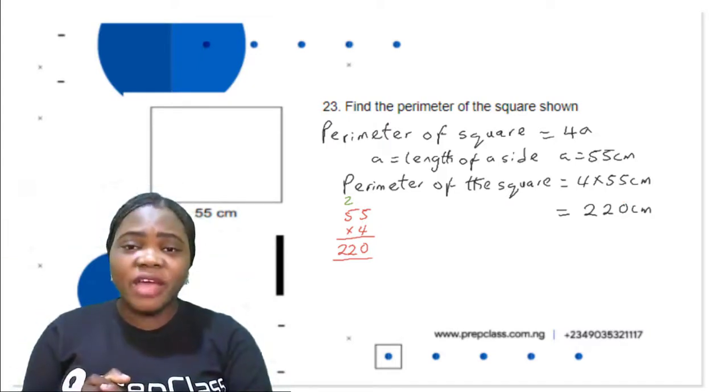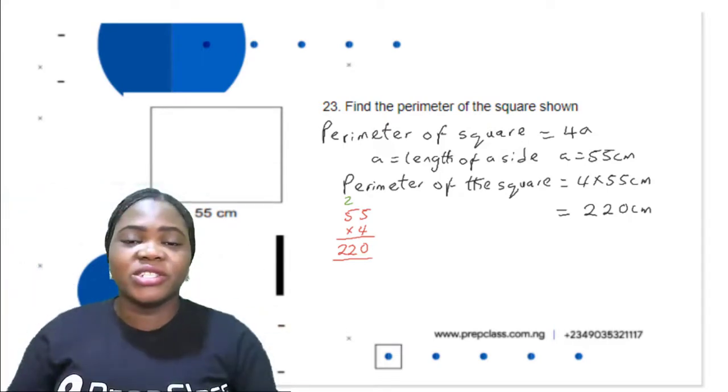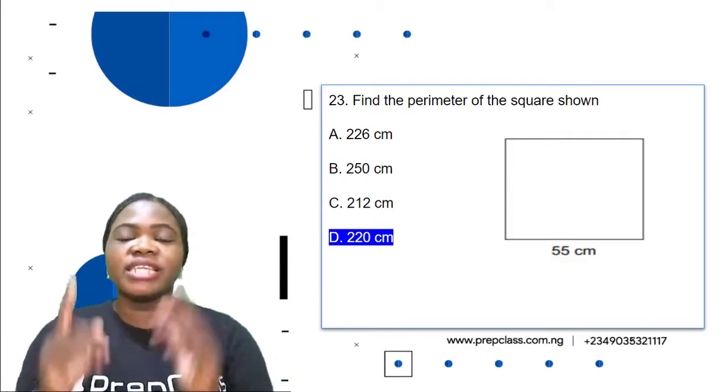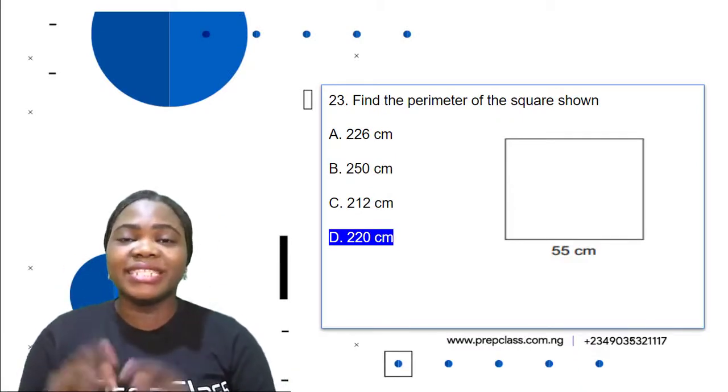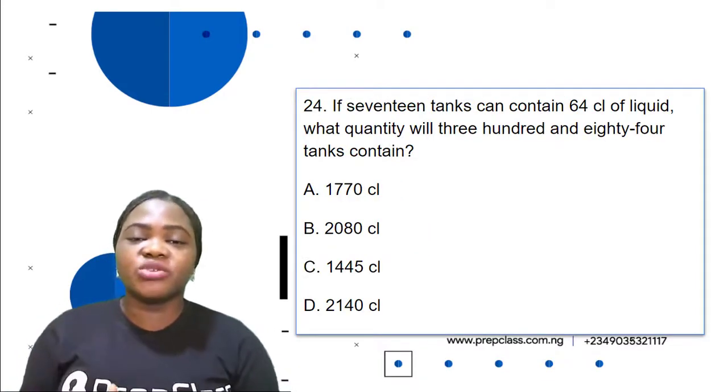So you see that it's very easy. Just use the formula perimeter of square equals 4a, and then you get your answer. So the correct option is D, 220 centimeter. Check. Now let's move on to question 24.